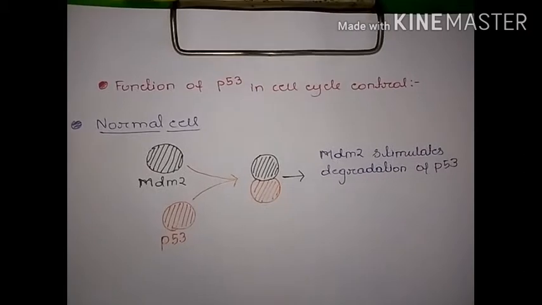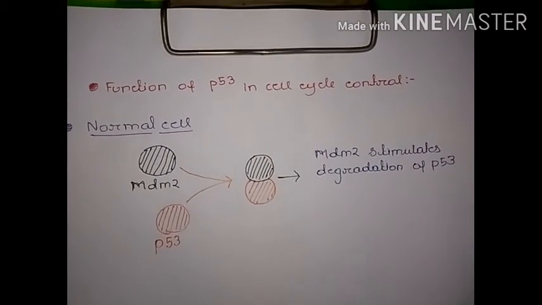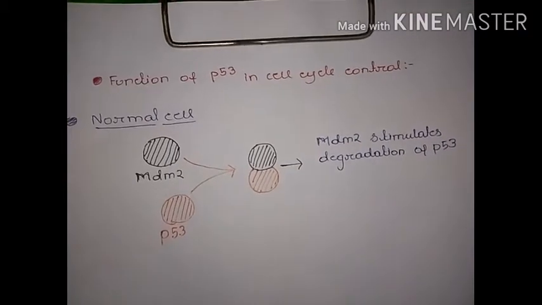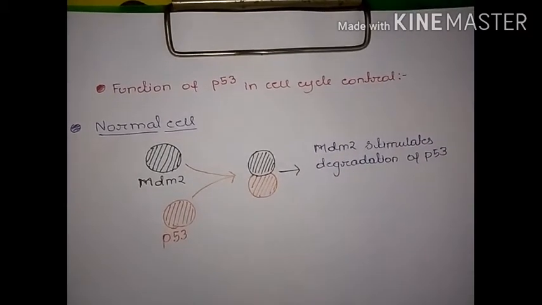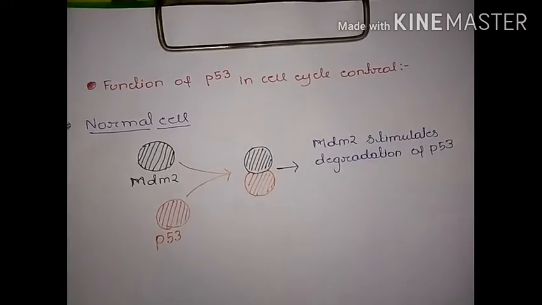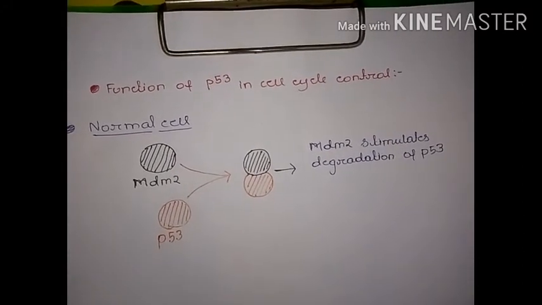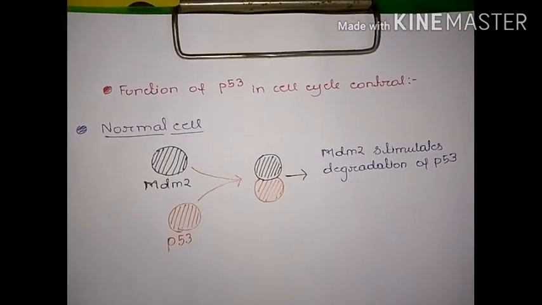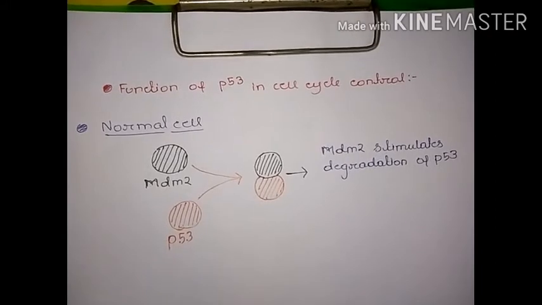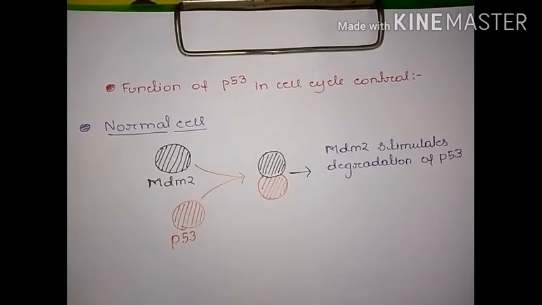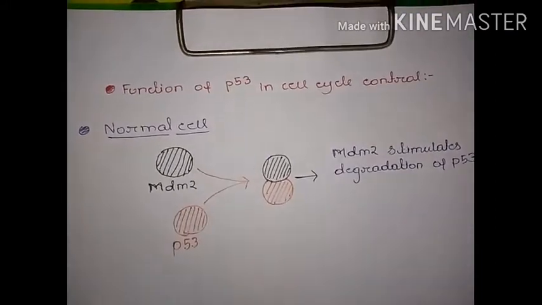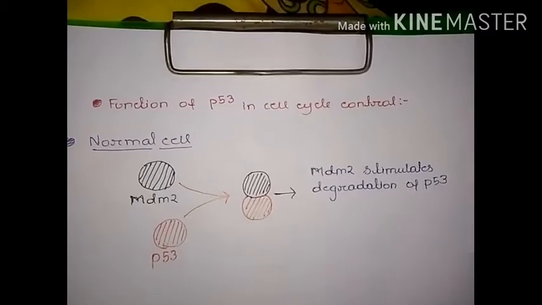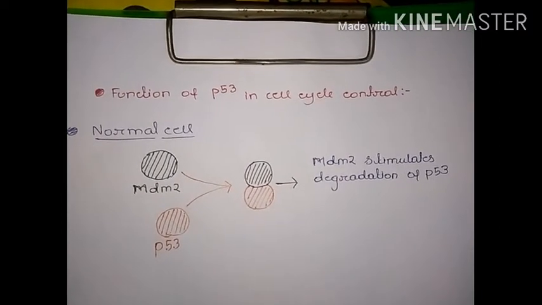p53 is a transcription factor and helps in the activation of several genes, some repair genes that produce repair proteins, and ultimately repair of the DNA occurs. But when there is no DNA damage, no mutations in the DNA that need repair, in this case p53 is degraded by MDM2. That is why the amount of p53 is low in a normal cell.